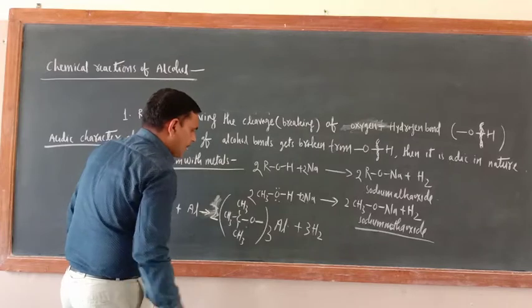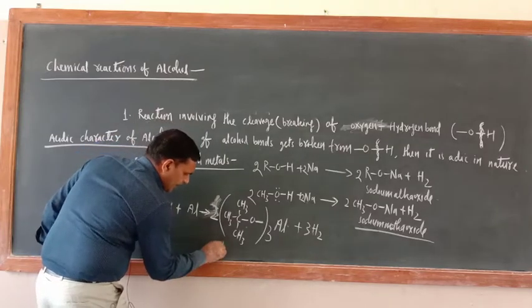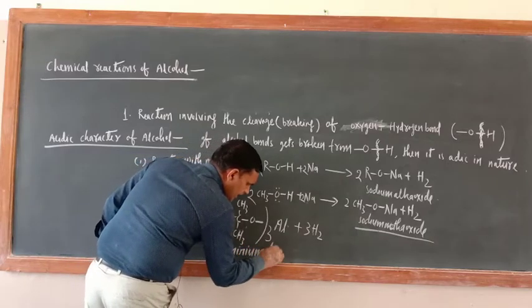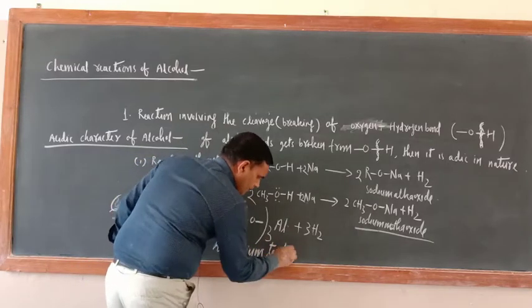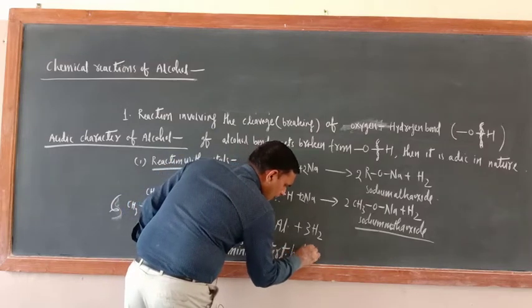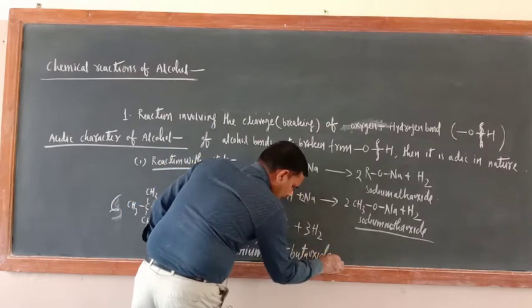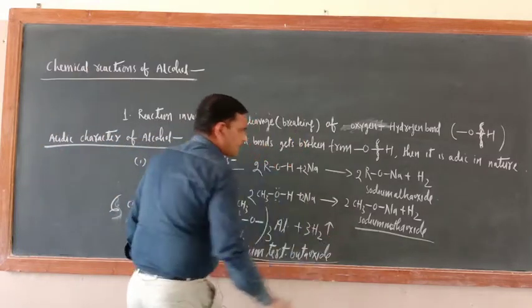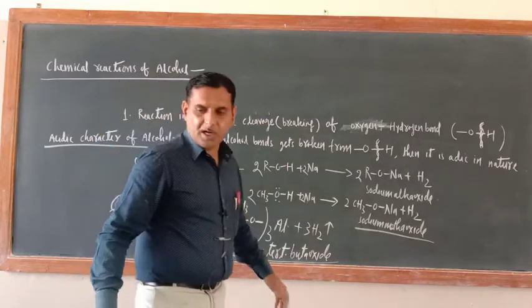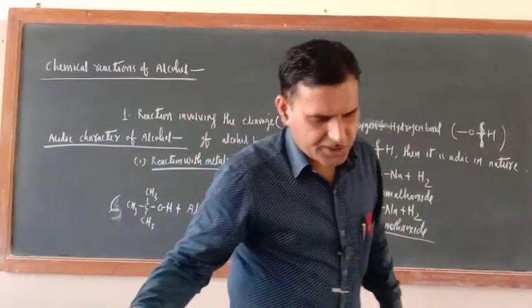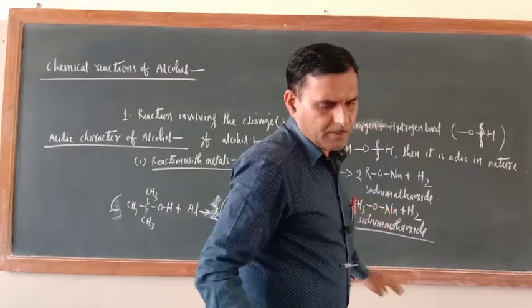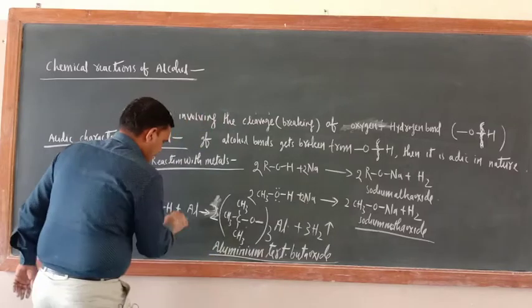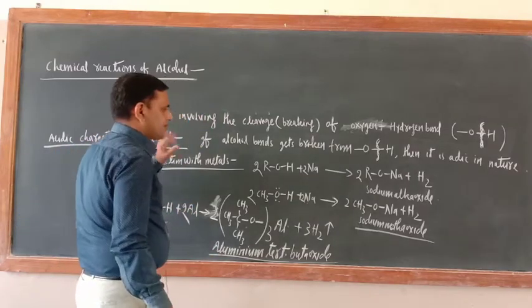What is the name of this compound? Aluminium tertiary butoxide, and hydrogen gas is evolved. So this reaction proves that alcohol is acidic in nature. Okay, any problem? No. Please write down this one, 2 aluminium. Here write 2 aluminium. Yes, everything is balanced.